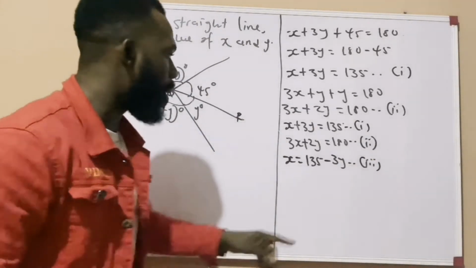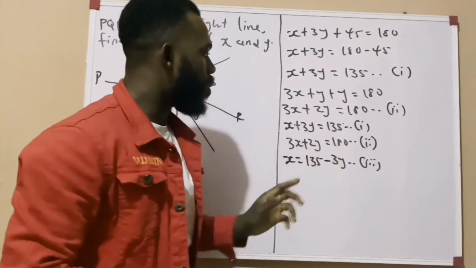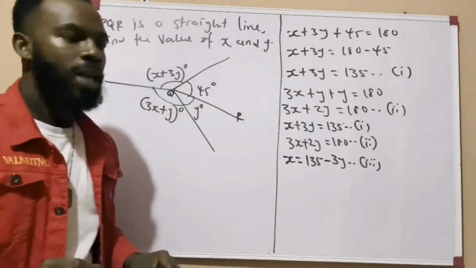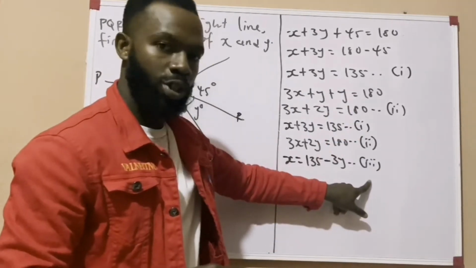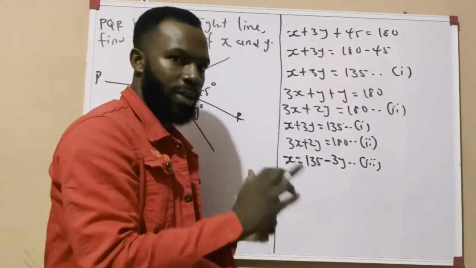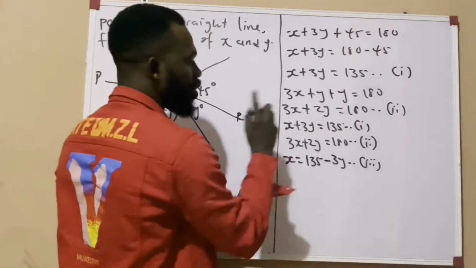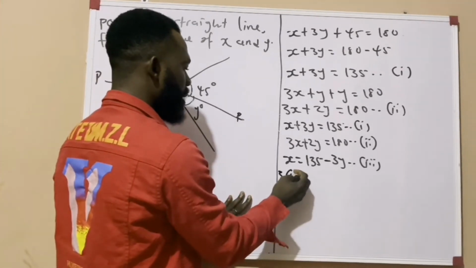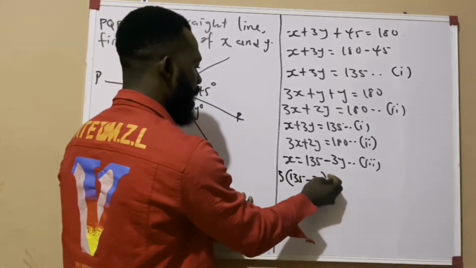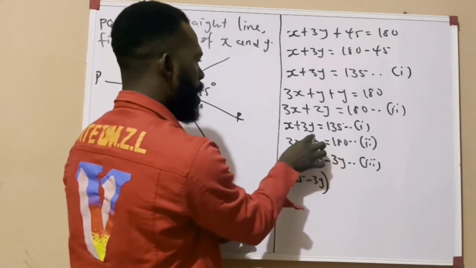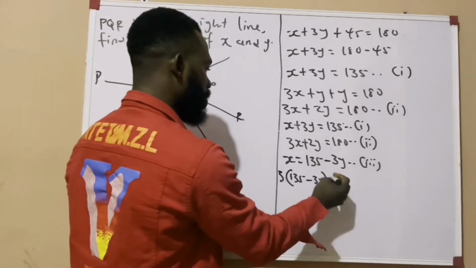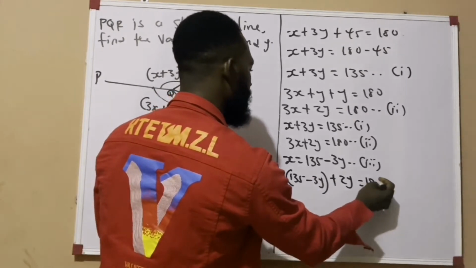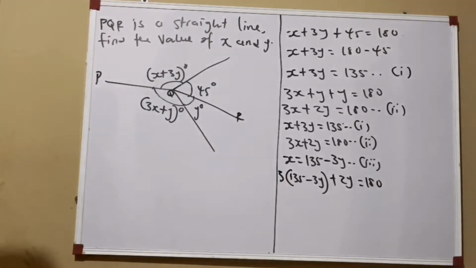Because we got our equation 3 from equation 1, we will substitute 135 minus 3y for x in equation 2. If we had used equation 2 to get equation 3, we would have substituted in equation 1, and vice versa. So substituting into equation 2, it becomes 3 into bracket, where x is 135 minus 3y, plus 2y equal to 180.